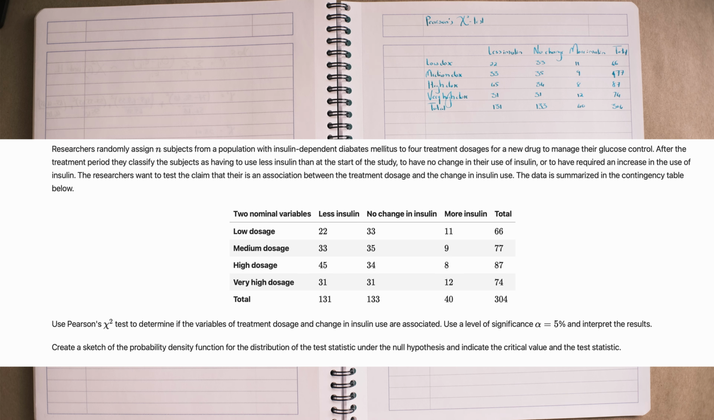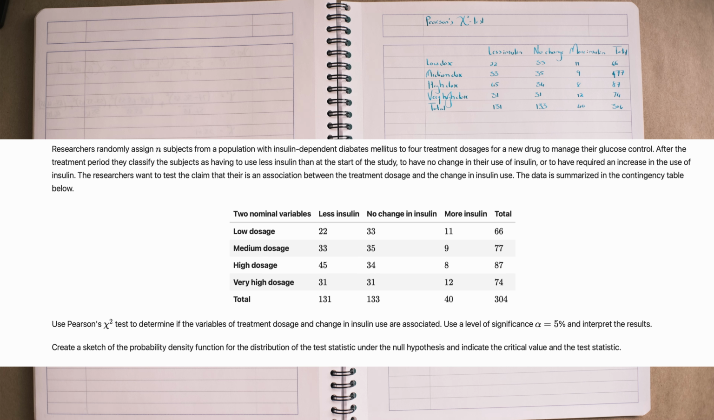After the treatment period, they classify the subjects as having had to use less insulin than before, no change in their use of insulin, or they actually had to use more insulin. So the researchers want to test the claim that there's an association between the treatment dosage and the change in insulin use. There are 4 different dosage groups: the low dose, medium dose, high dose, and very high dose of this test drug, and there are 3 categories for the outcome variable, so our disease variable. In other words, there'll be less insulin, no change in the insulin usage, and more insulin.